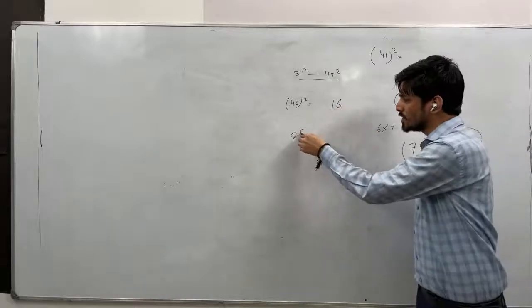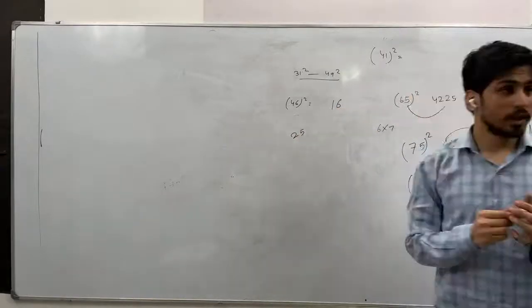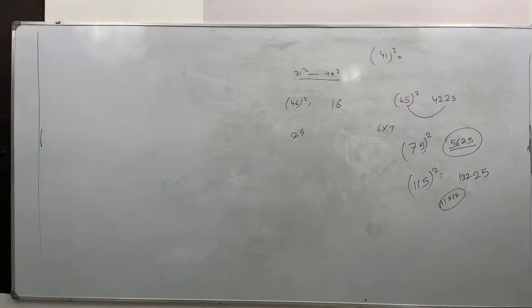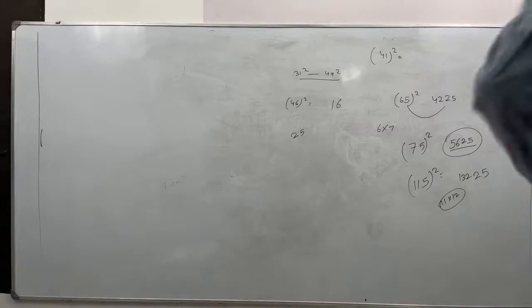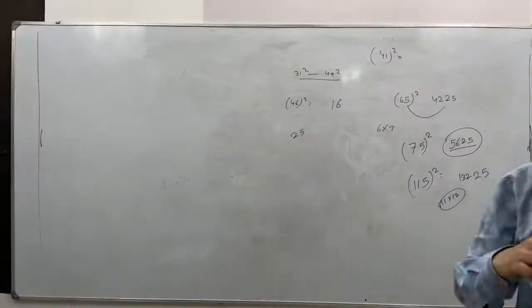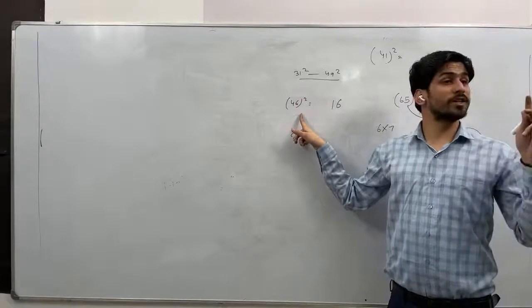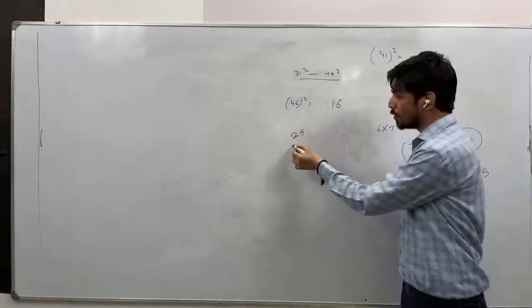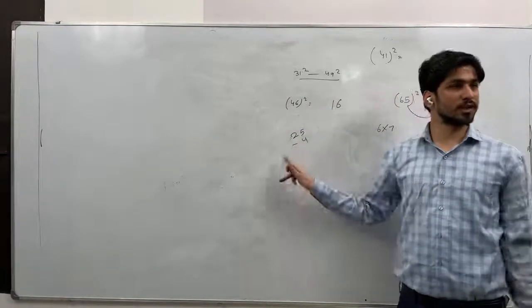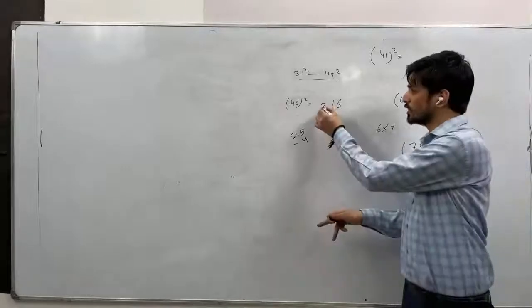Now I'll remember this magic number 25. Either I'll subtract from 25 or I'll add to 25. If my number is less than 50 I subtract, and if my number is greater than 50 I add. What was the difference? 4. So 25 minus 4 is 21. So that will be the answer: 2116.